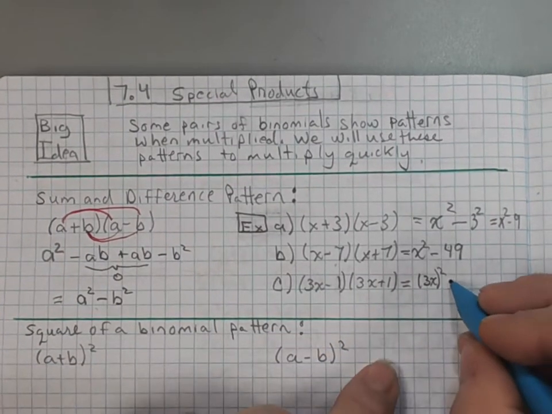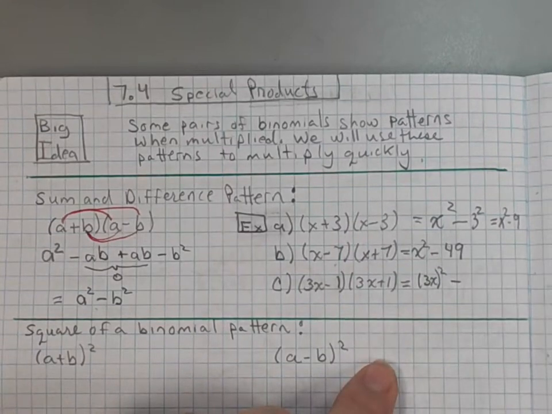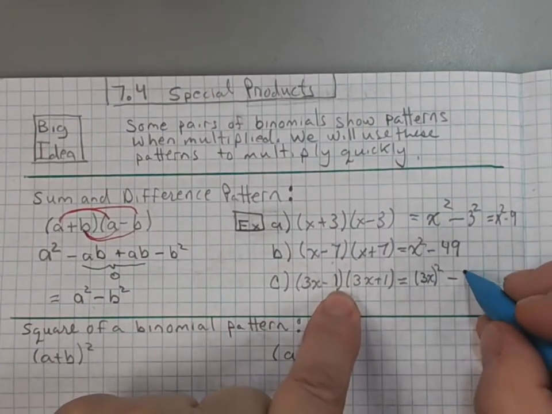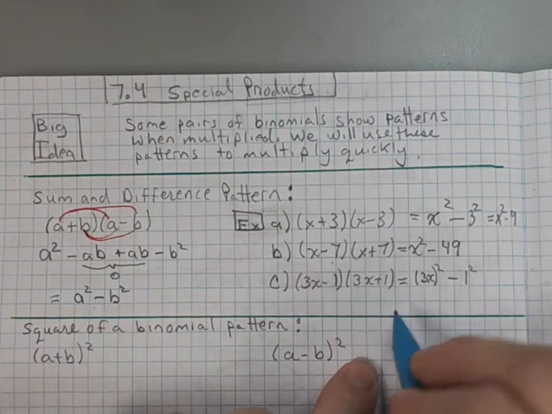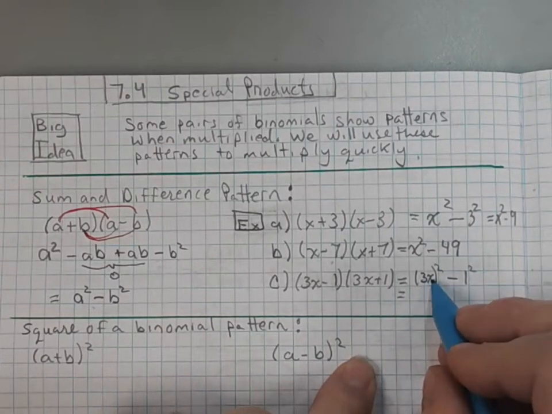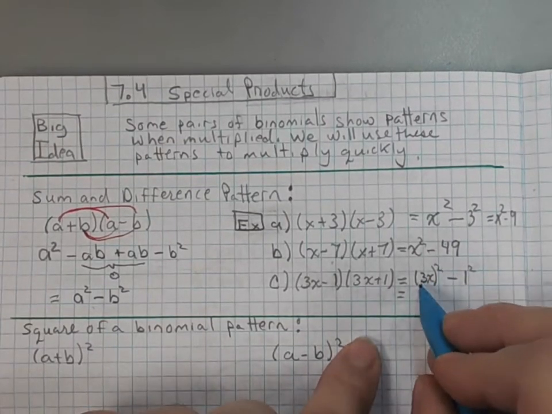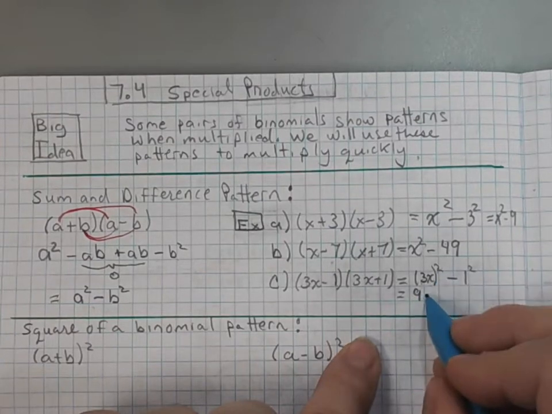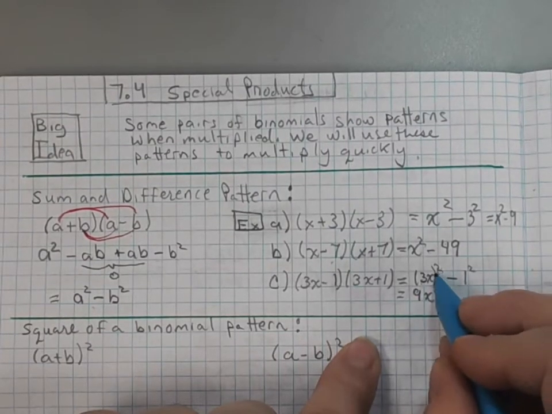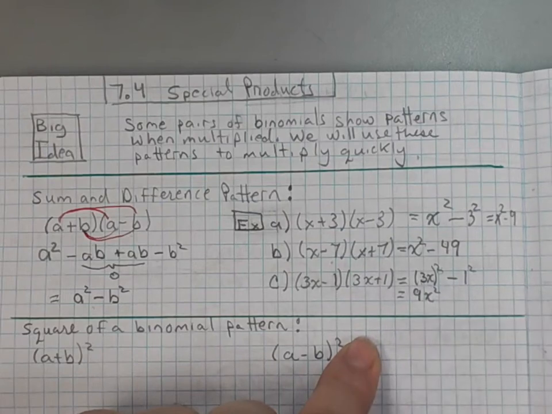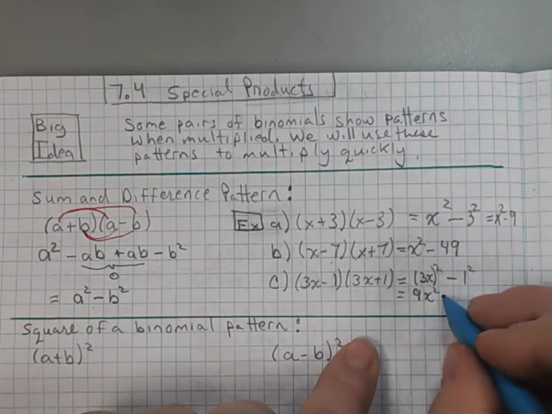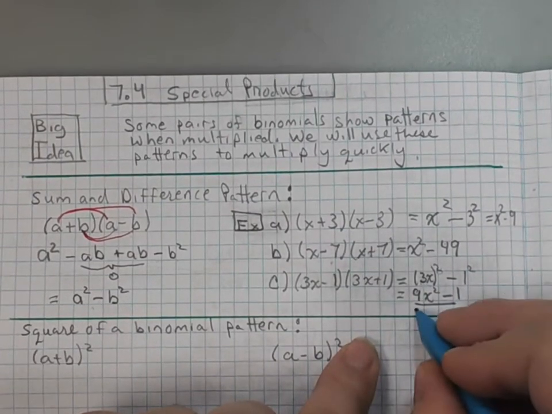Okay? All right, then the next part of the pattern is the minus sign. And then the last part of the pattern is 1 squared, 1 times 1. All right, so let's just write that out. 3x, quantity squared, that's 3 times 3, 9, x squared. So our exponent rule says that we square everything inside the parentheses, and then minus 1 squared, minus 1.